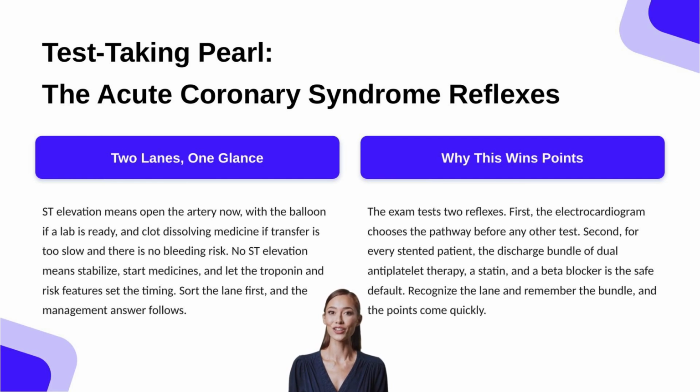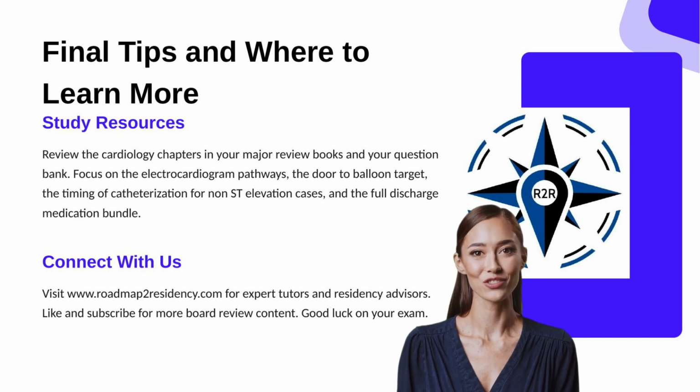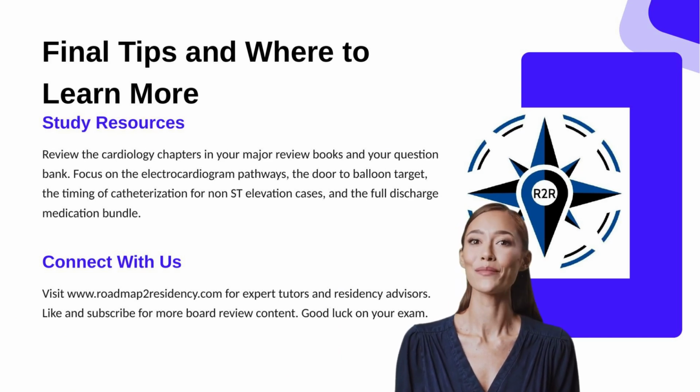First, the electrocardiogram chooses the pathway before any other test you might order. Second, for every stented patient, the discharge bundle of dual antiplatelet therapy, a statin, and a beta blocker is your safe default. Recognize the lane and remember the bundle, and these questions become some of the fastest points on the exam. That brings us to our final tips and where to learn more.